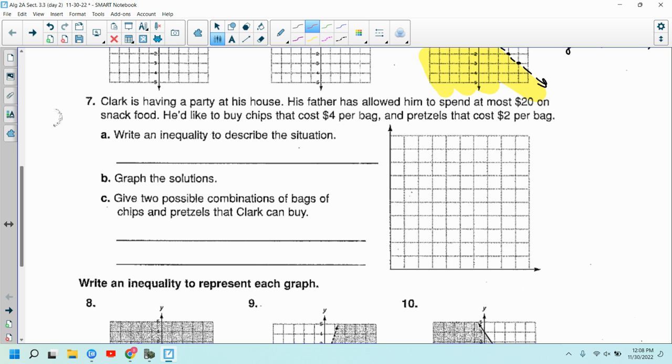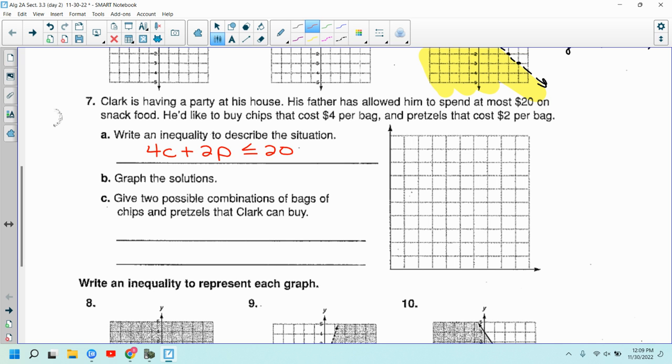Okay. One thing that is going to have an inequality. Everything's good. 4C plus 2P. It doesn't have to equal 20. It could be. Can it be greater than 20 though? Oh, less than or equal to. Less than or equal to 20. Write that down if you have it. So it's less than or equal to 20.